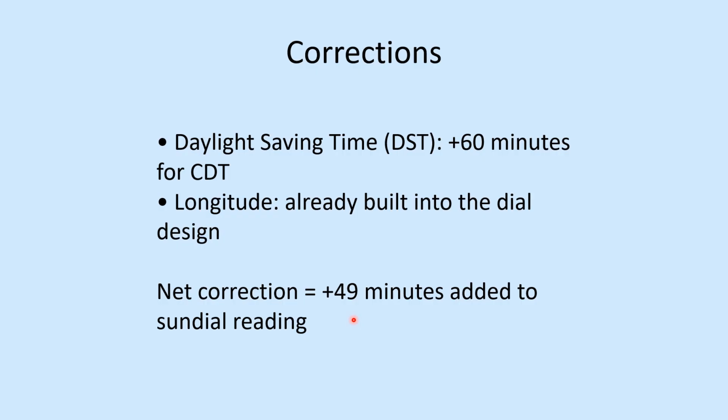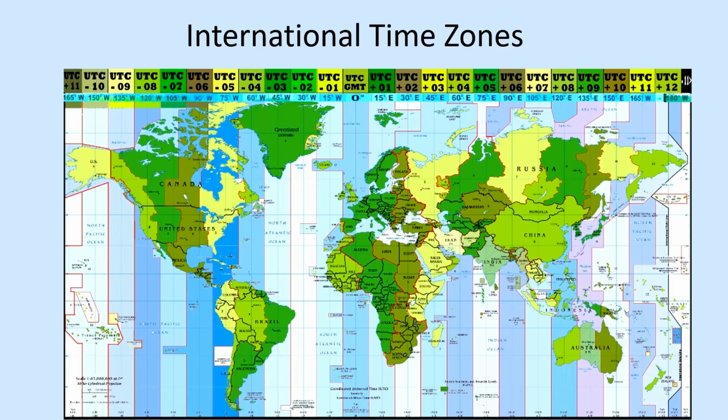Now I'll talk a little bit about this longitudinal correction. I didn't have to make this to the actual data because the British Sundial Society site takes that into account. Your longitude, your gnomon is adjusted slightly. So I didn't have to take that into account, but I want to just briefly mention that to you.